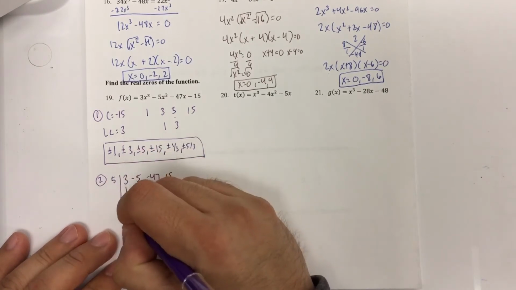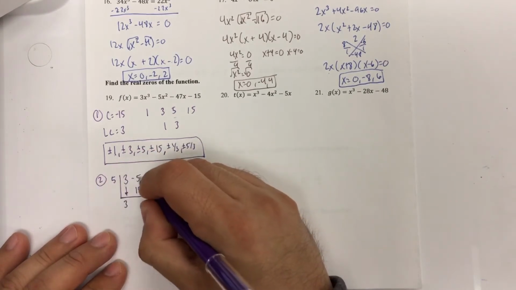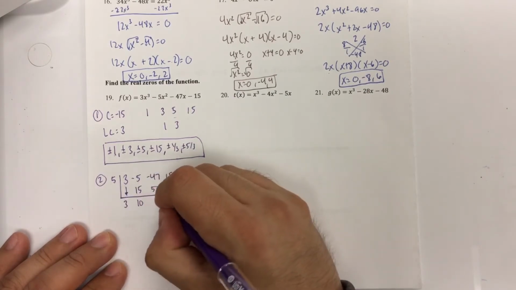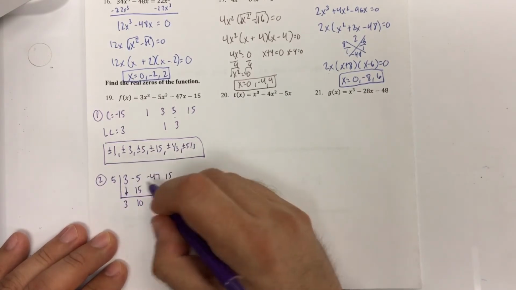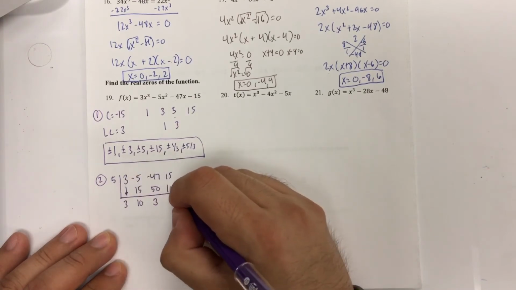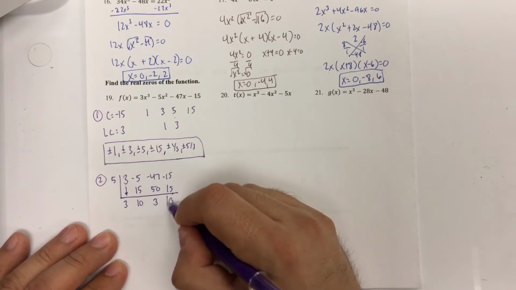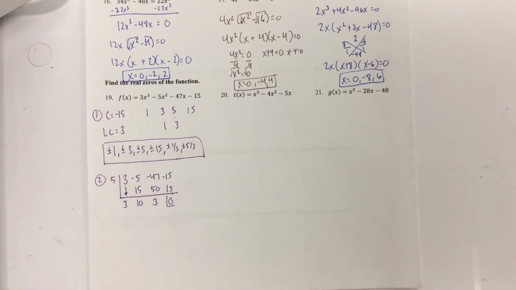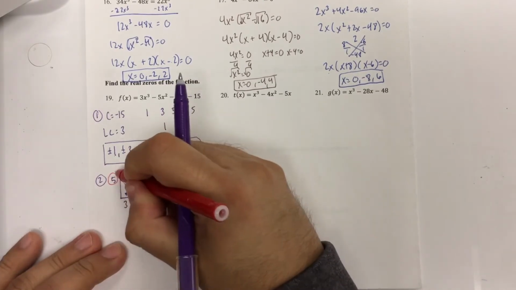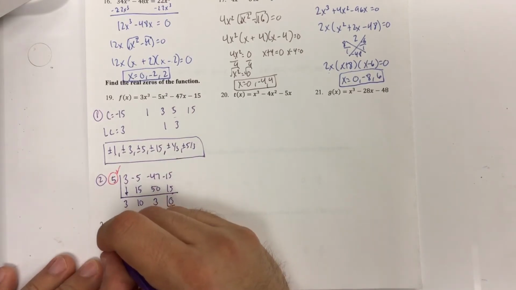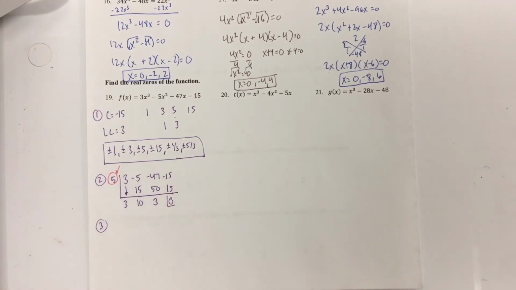So we drop the 3. 5 times 3 is 15. Negative 5 plus 15 is 10. 5 times 10 is 50. Negative 47 plus 50 is 3. 5 times 3 is 15. This was a negative 15, I forgot it. Negative 15 plus 15 is 0. So what this just proves is that x minus 5 is a factor and that x equals 5 is a solution. Step 3 is to take your quotient and write it as a polynomial.